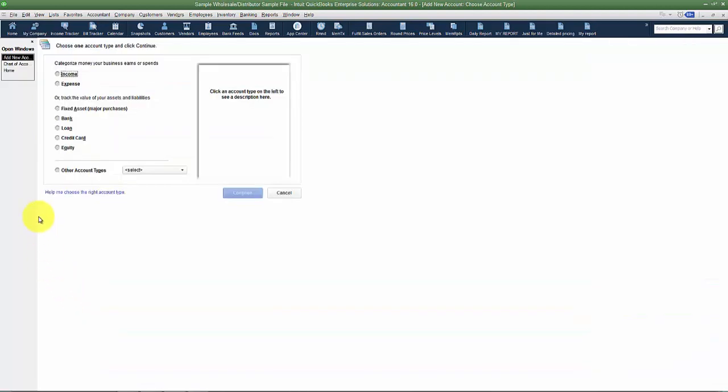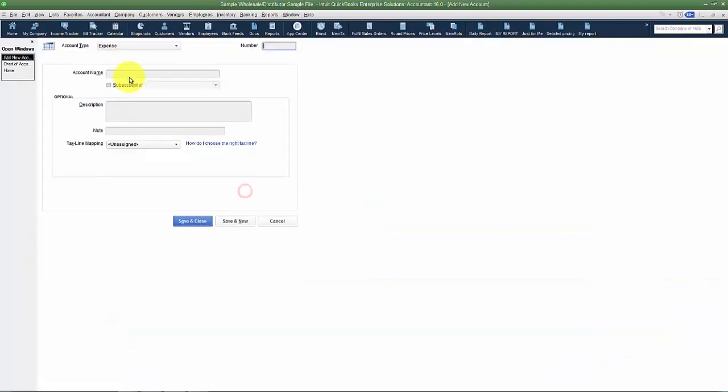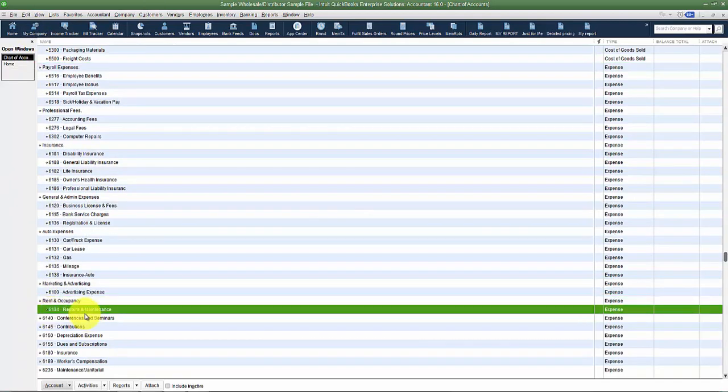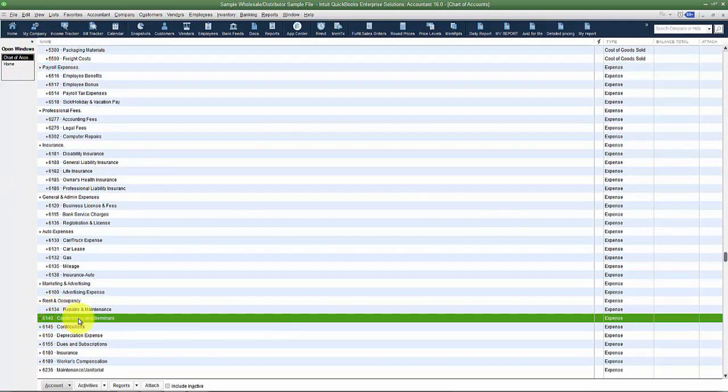For now, I'm just going to pretend like this is not one that has a lot of expense, and I'm going to stick it under rent and occupancy here. Okay, so repairs and maintenance, conferences and seminars. Again, this might be something that we put into a category called employee development, if you have a lot of employee development fees.